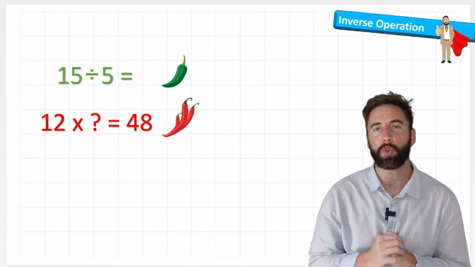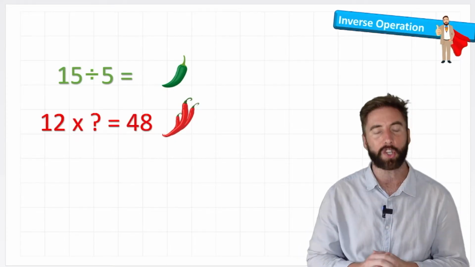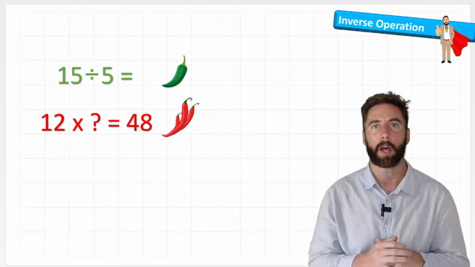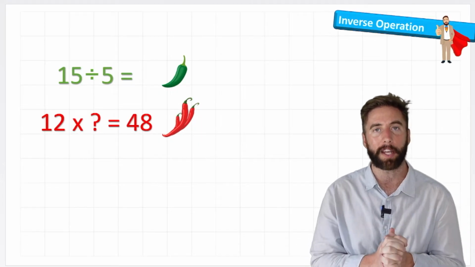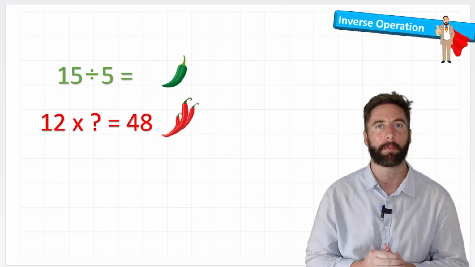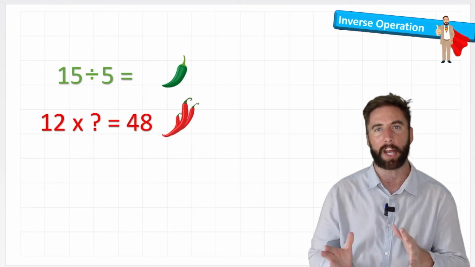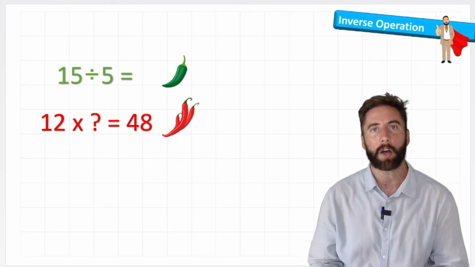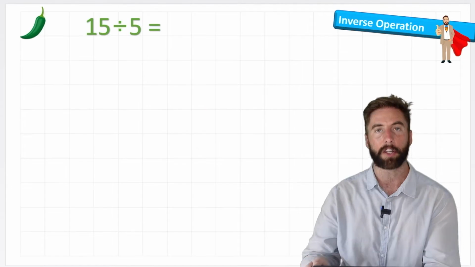Okay, we're going to be looking at 2 different styles of questions here. We've got our green chili challenge, which is just a division question, and we're going to inverse it into a multiplication. And then we've got a missing number problem as well that we're going to see how inverse can help us solve. Okay, so let's start with our green chili challenge, our first question.